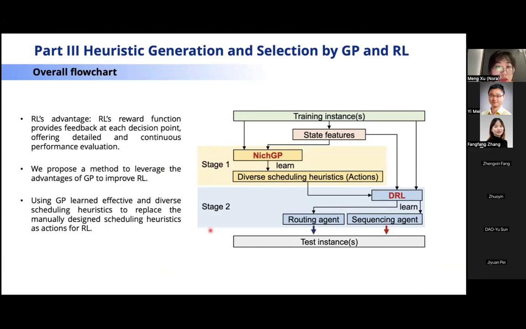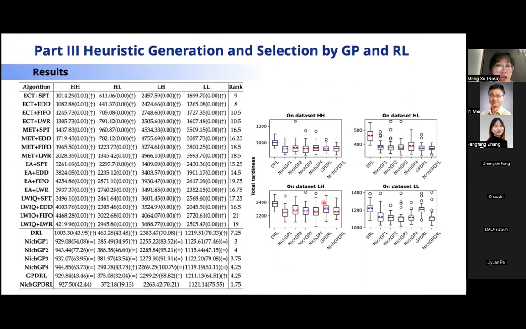So this method is very straightforward. We use genetic programming, and we also adopt a niching strategy to learn effective and also diverse scheduling heuristics. Then these learned diverse scheduling heuristics replace the manually designed scheduling heuristics as actions for reinforcement learning. Our results verify the effectiveness of the proposed method compared to traditional reinforcement learning methods and many manually designed methods.